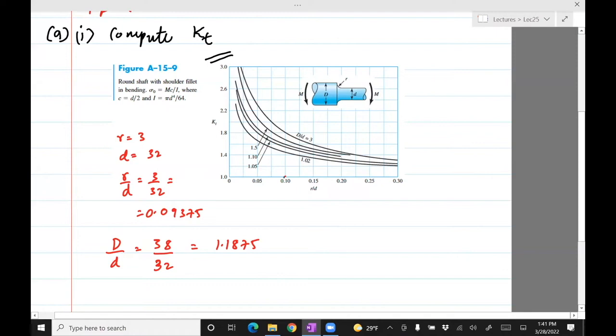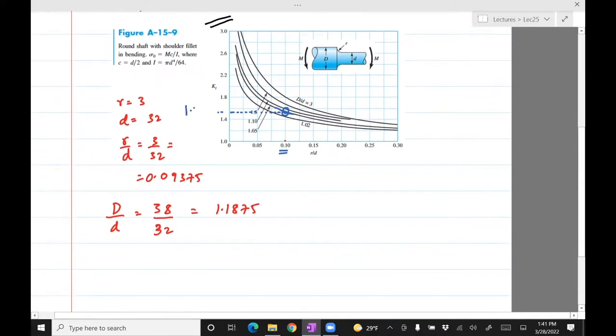Okay, so how do we do this? Well, we can start from this 0.1 and then see where 1.1875 is. This is 1.1. I guess this is a good estimate. So 1.6 is just above that. So I don't know, 1.5 or 1.55. Just take 1.5. There's some wiggle room there. You could choose 1.5, really anything between 1.5 and 1.67 should be fine. So let's choose KT as 1.5.